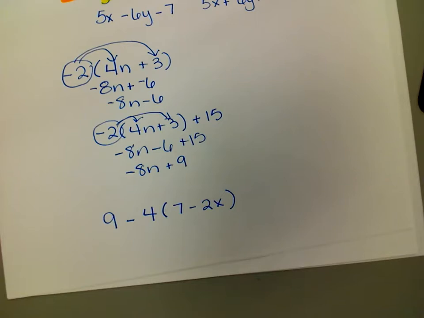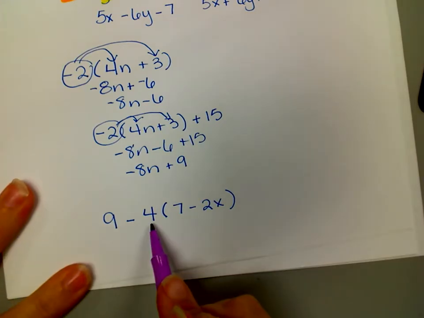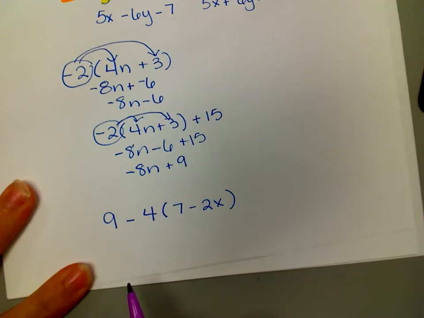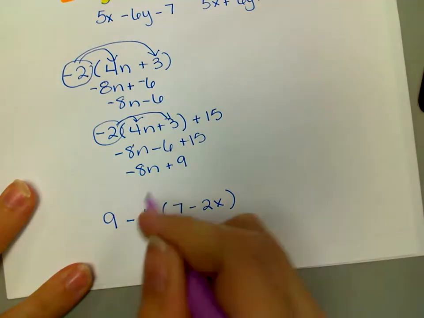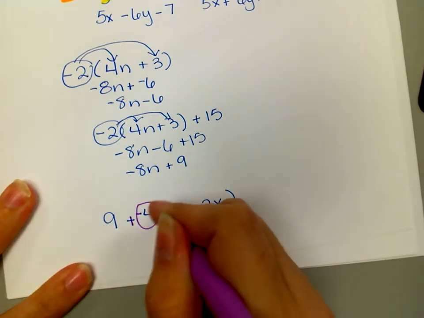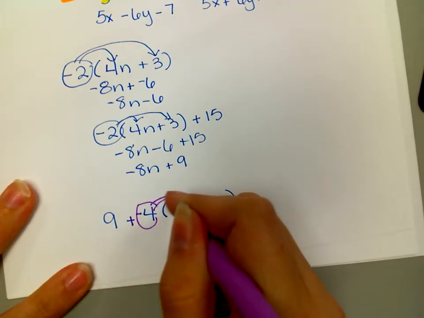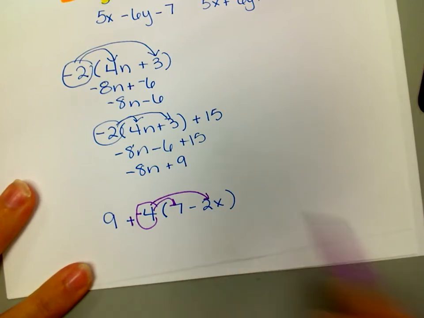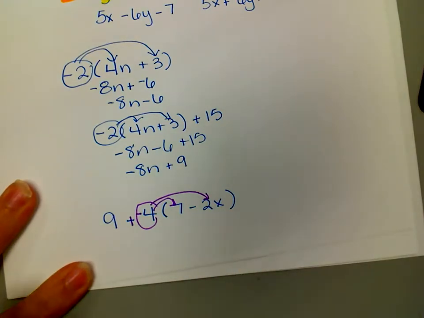Now here's what's important. I have to distribute this 4, but that's not just a 4. Since this is a subtraction sign, that's like a negative 4. I could either say plus a negative, that might help. So that negative 4 is going to be multiplied times the 7, and then negative 4 is multiplied by a negative 2x.